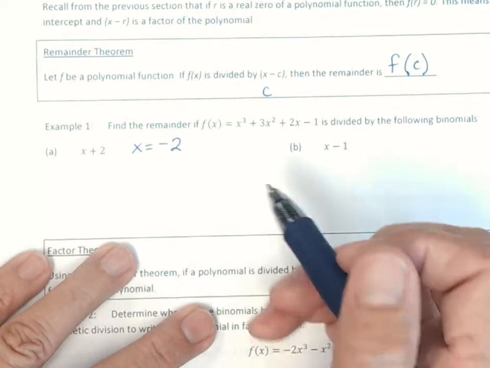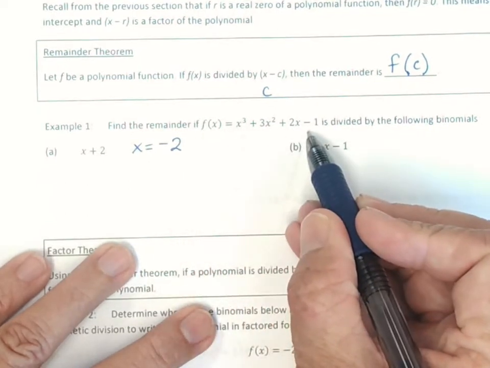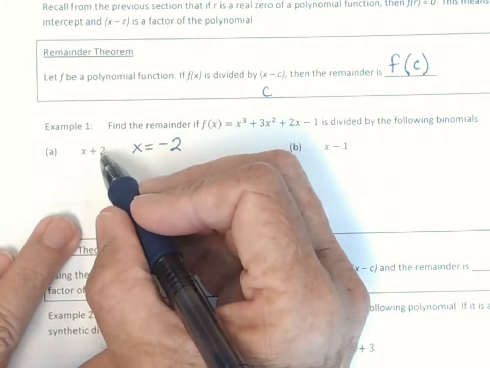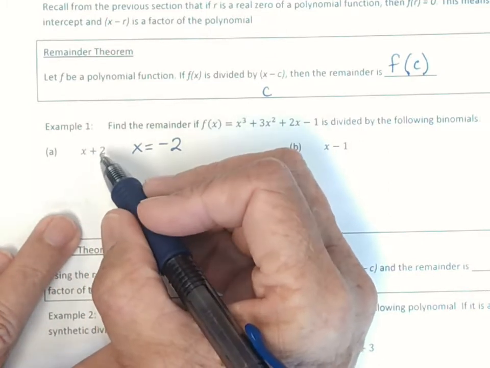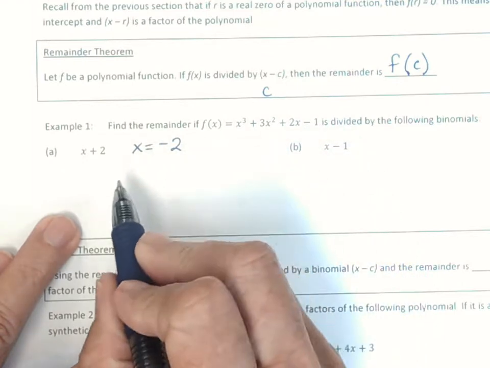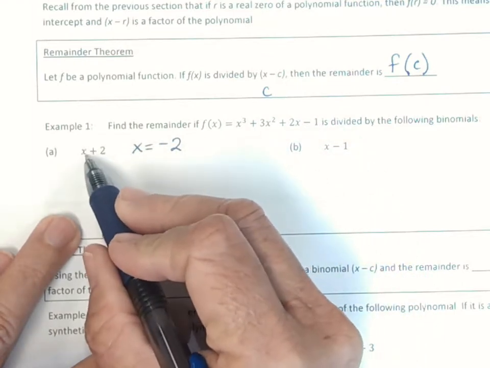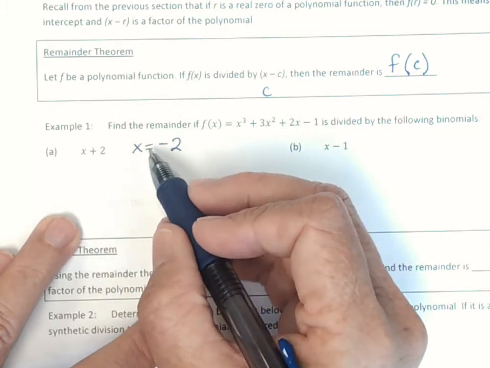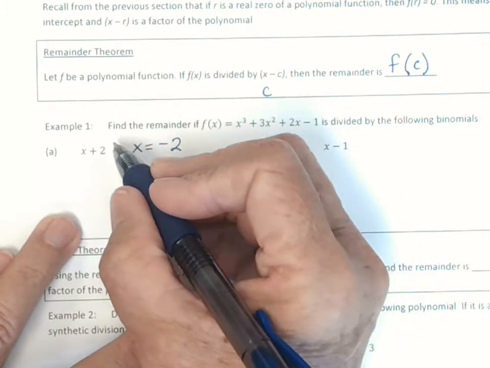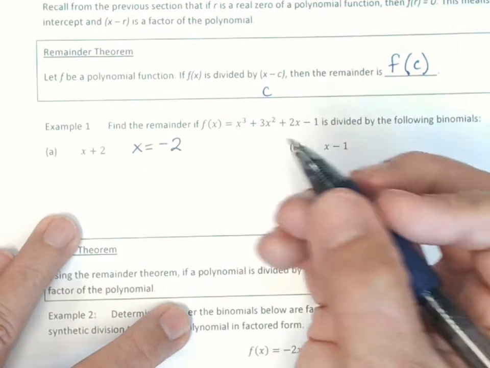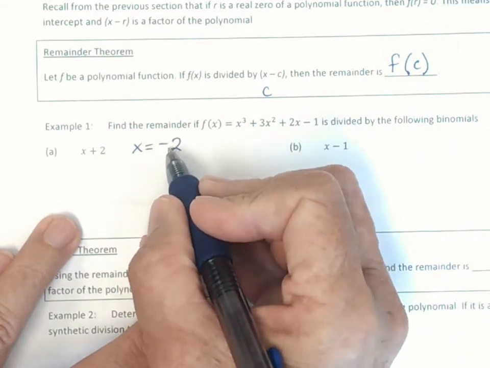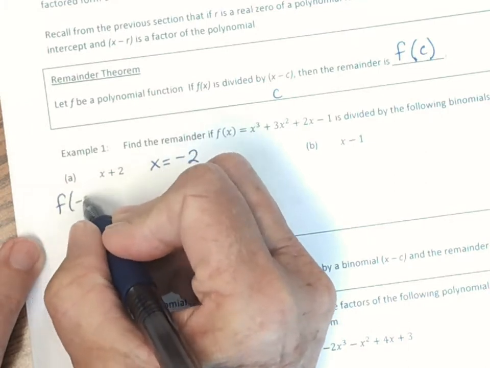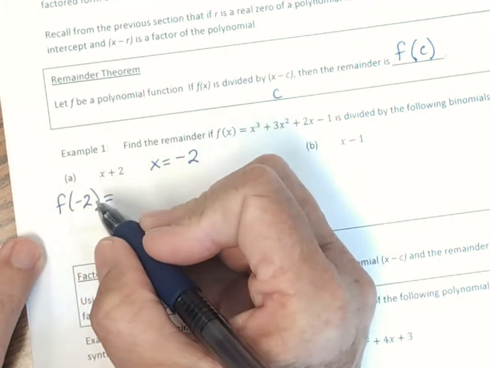So coming down here, I've got this polynomial, and I want to divide it by both these binomials. On this first binomial, x plus 2, that means the x-intercept that I'm checking is x equals negative 2. Remember, set that equal to 0, solve for it. So I'm going to plug a negative 2 into this function. So let's take a look here. F of negative 2, what does that equal?